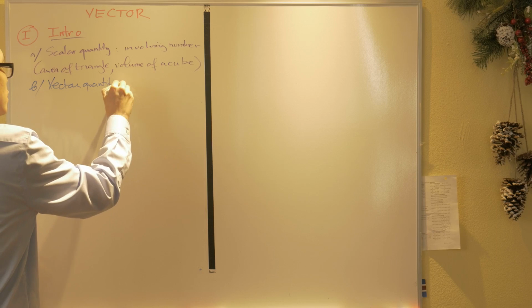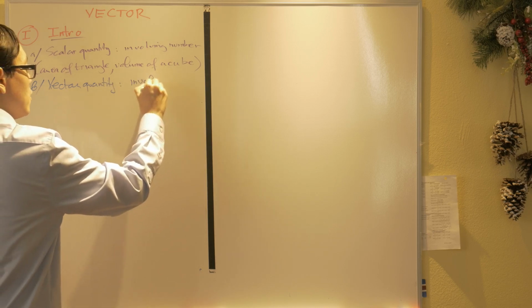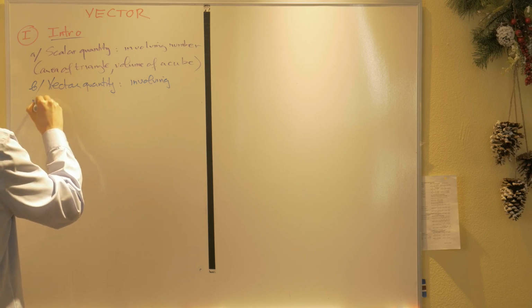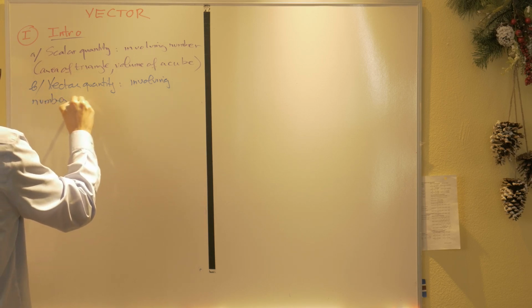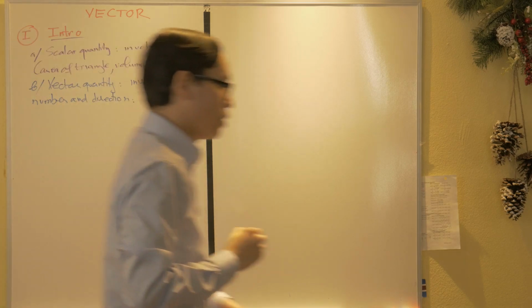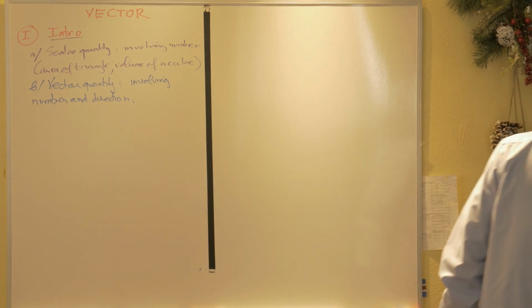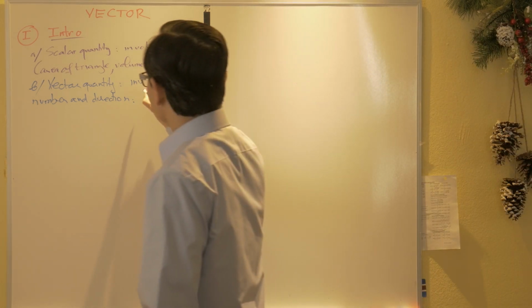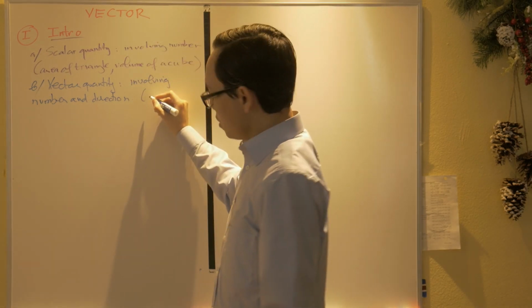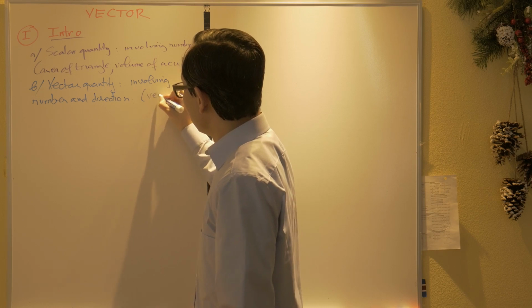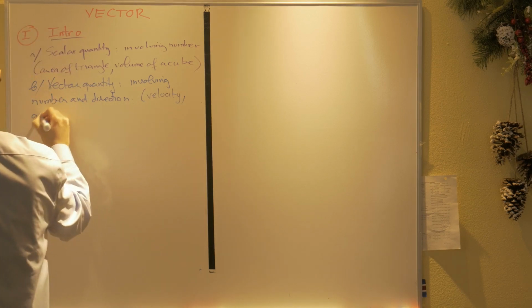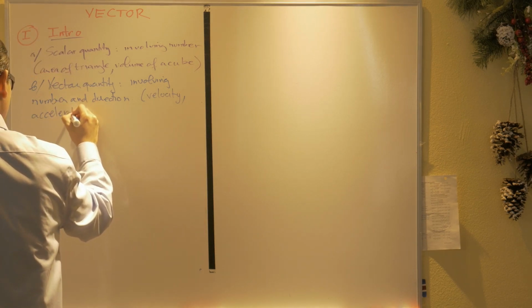Vector quantity is a quantity that involves magnitude, I can say, or number, and direction. Okay, for example, velocity, acceleration, or force.